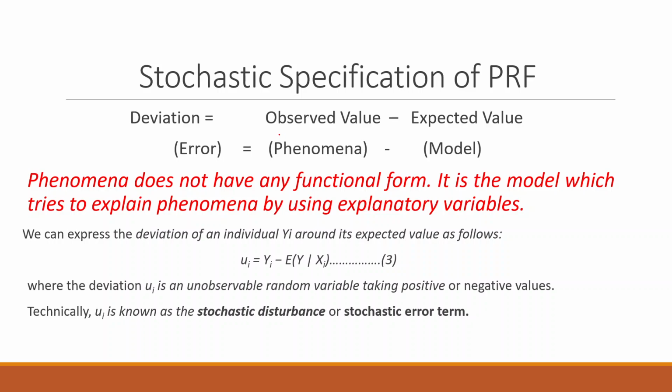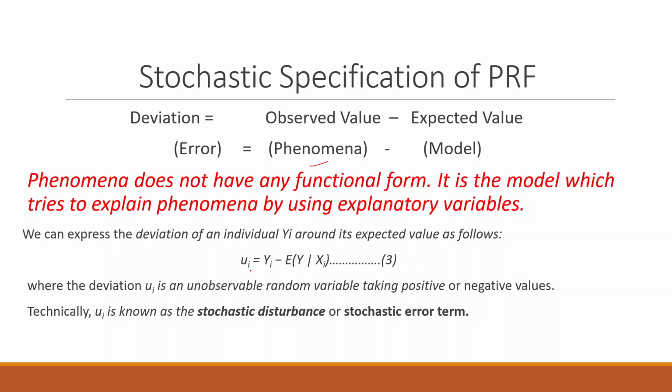So the stochastic specification of the population regression function is: deviation is equal to observed value minus the expected value. Observed value is a phenomenon and the expected value is a model. Phenomenon does not have any functional form. It is a model which tries to explain the phenomenon by using the explanatory variable. We don't have any equation for the phenomenon, for example, global warming. We don't have any standardized equation. We are just trying to explain this phenomenon with the help of some model.